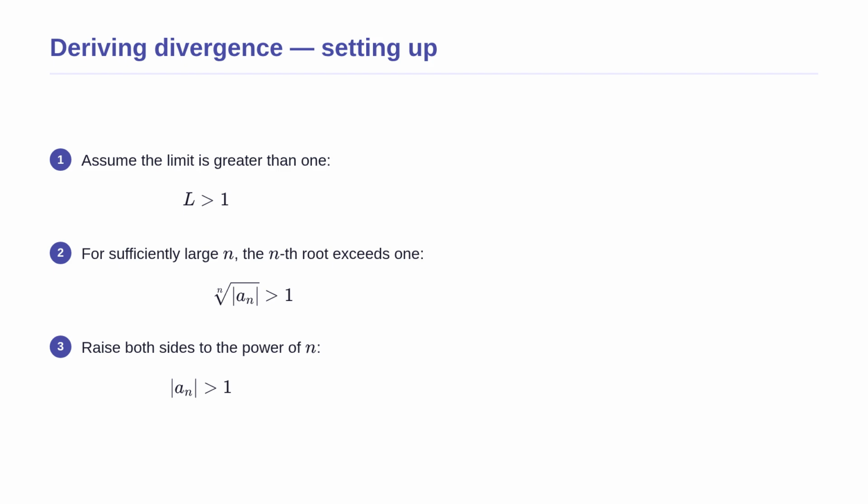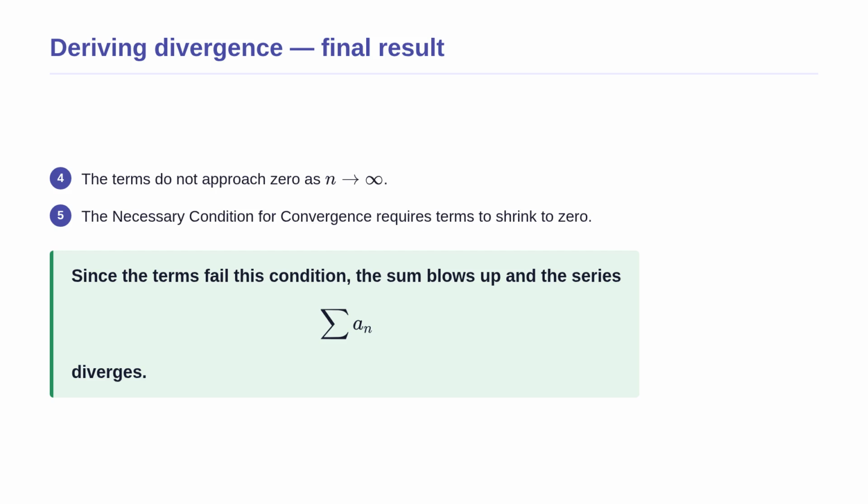Mathematically, if the nth root of a positive number is greater than 1, then the original number itself must also be greater than 1. Let us write down this crucial inequality. Looking at this simple inequality, we see a major problem for convergence. The terms in our series are actually larger than 1, meaning they are not shrinking to 0 at all as we move further down the list.